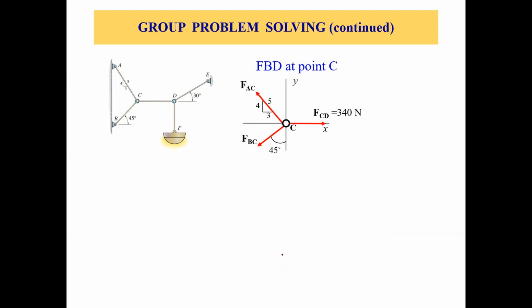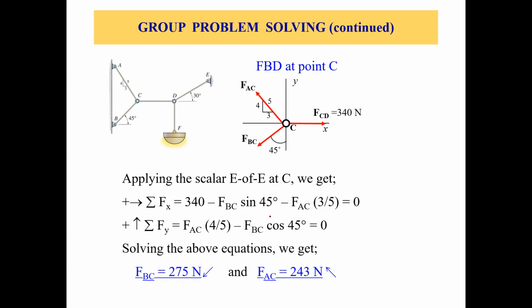We have three forces: FCD, which is 340 newtons, and FAC and FBC, which are unknown forces. Okay, moving forward, applying the equations of equilibrium at point C, we use this sign convention for sigma Fx. Sigma Fx equals 0.